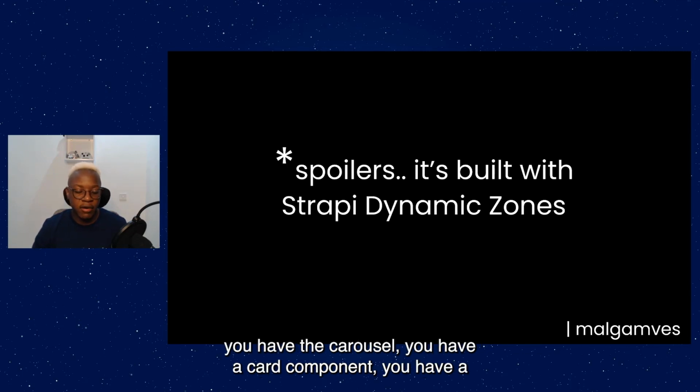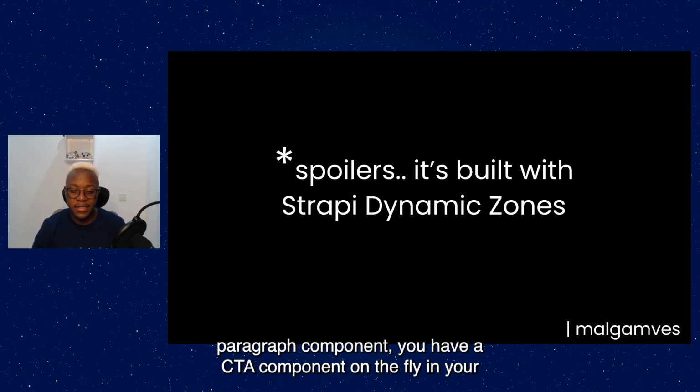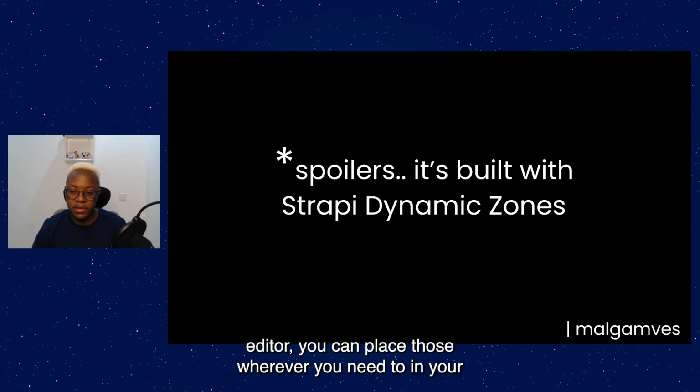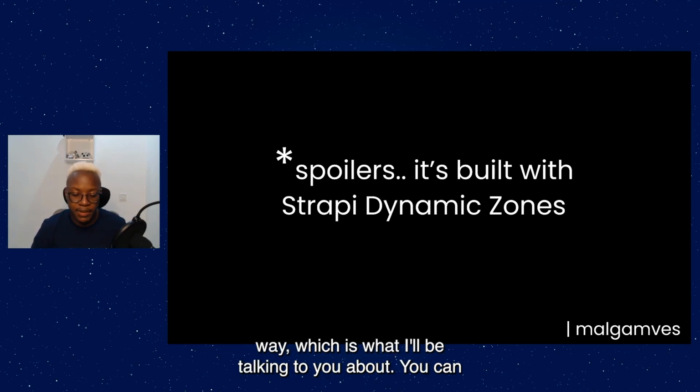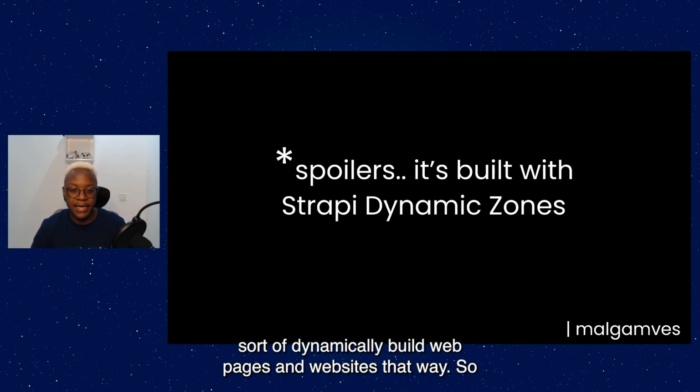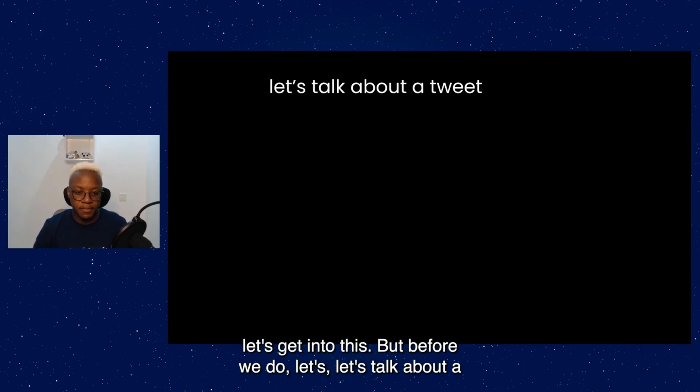So you have a carousel, you have a card component, you have a paragraph component, you have a CTA component. On the fly in your editor, you can place those wherever you need to in your content. And should you build your web applications a certain way, which is what I'll be talking to you about, you can dynamically build web pages and websites that way. So let's get into this.